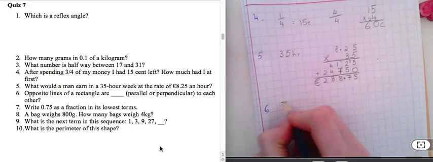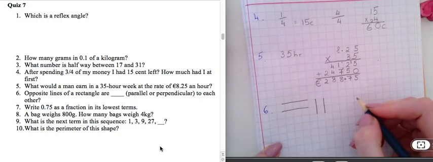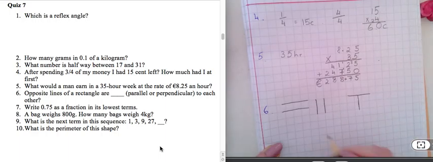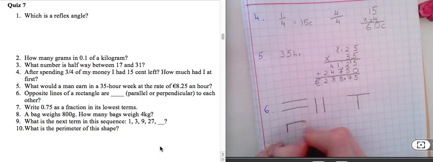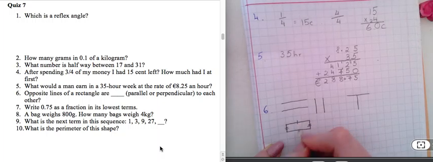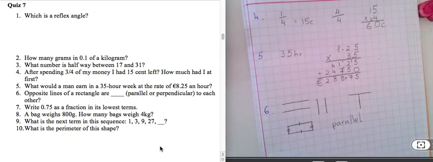Question 6. Opposite lines of a rectangle, are they parallel or perpendicular? Now we know parallel lines run like that, or they can run like this. Perpendicular lines run in opposite directions. So which are they in a rectangle? We know a rectangle is shaped like this. So this line is parallel to that one, and this one is parallel. So a rectangle has parallel lines.